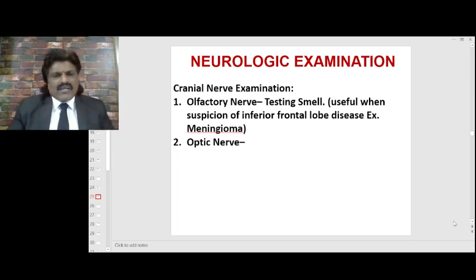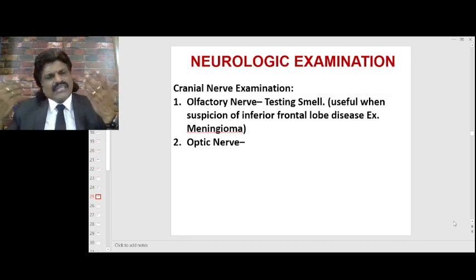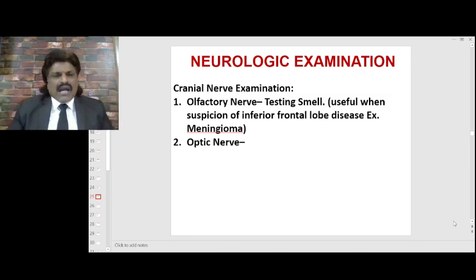The olfactory nerve, we test smell by giving coffee powder or any stimulant, but not an irritating stimulant like ammonia, because it can go and stimulate the trigeminal nerve. So we give a test like coffee powder for smell. It is generally useful only when there is a suspicion of inferior frontal lobe disease like meningioma or head injury, because head injury usually causes anosmia.